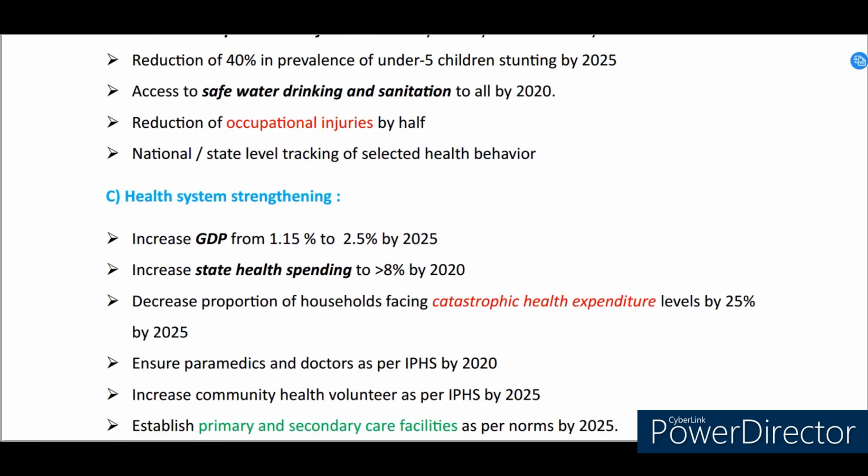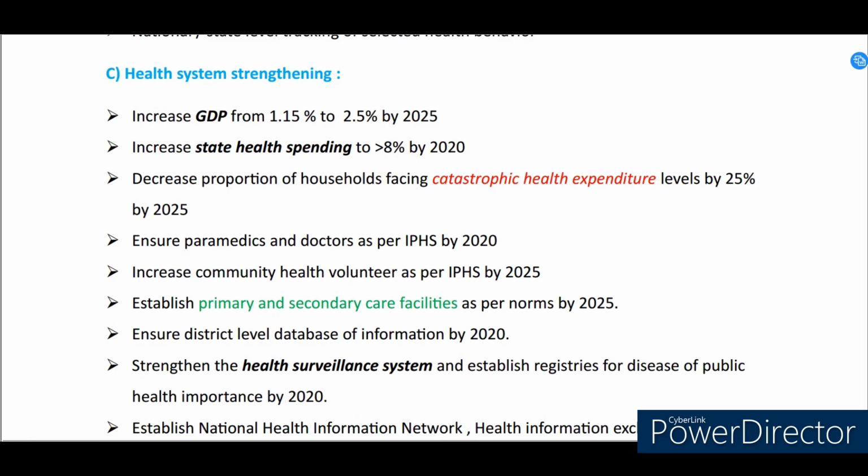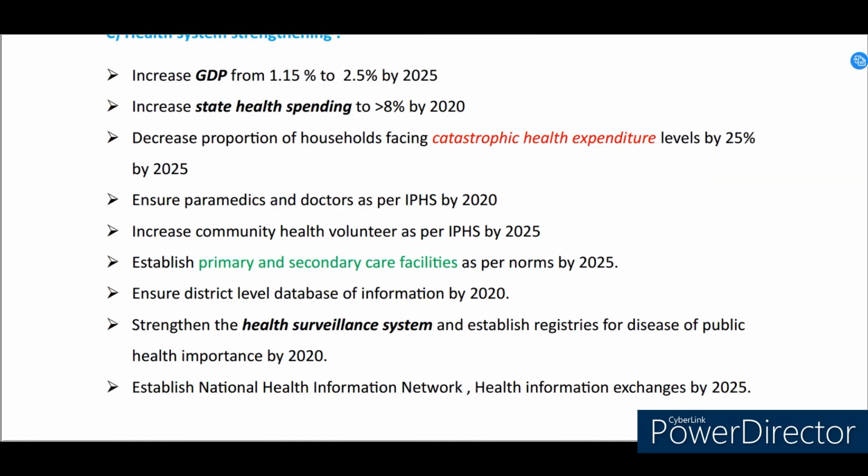And now coming to the last one, health system strengthening: increase health spending to 2.5% of GDP by 2025, from 1.15%. Increase state health spending to more than 8% by 2020. Decrease the catastrophic health expenditure levels by 25% by 2025. Ensure paramedics and doctors as per IPHS standards by 2020. Establish primary and secondary care facilities as per norms by 2025.